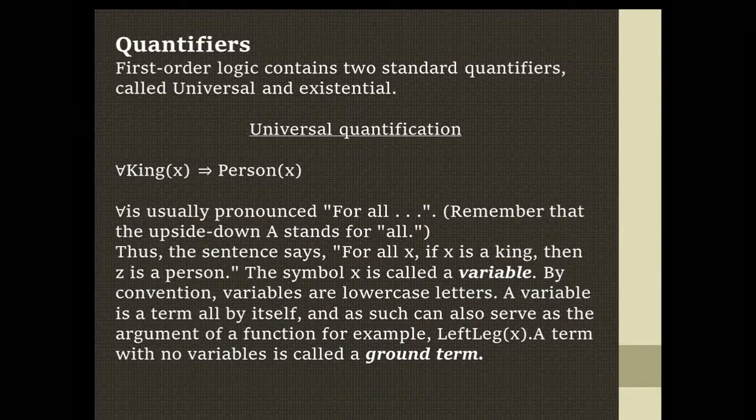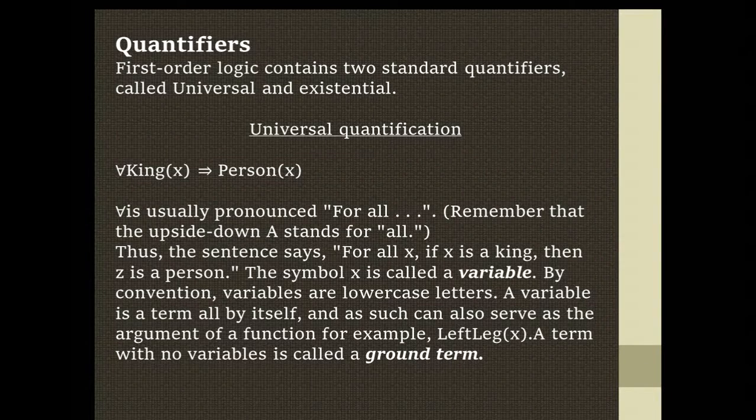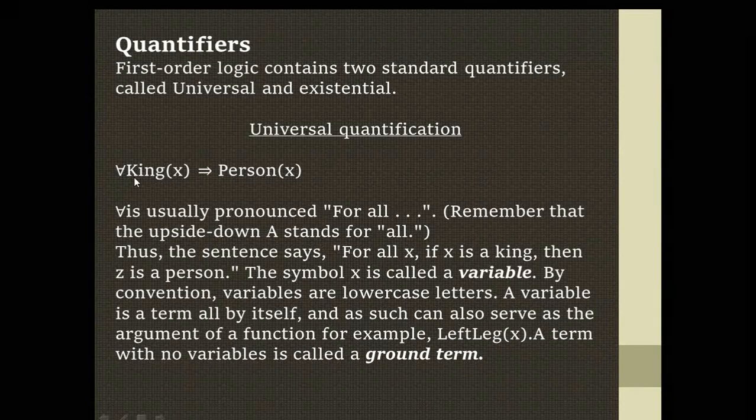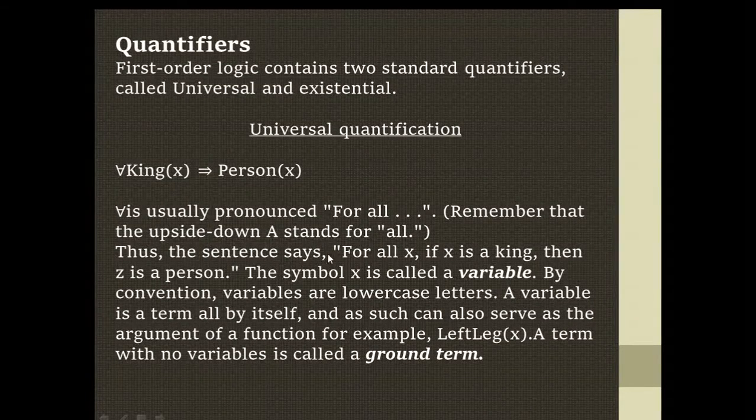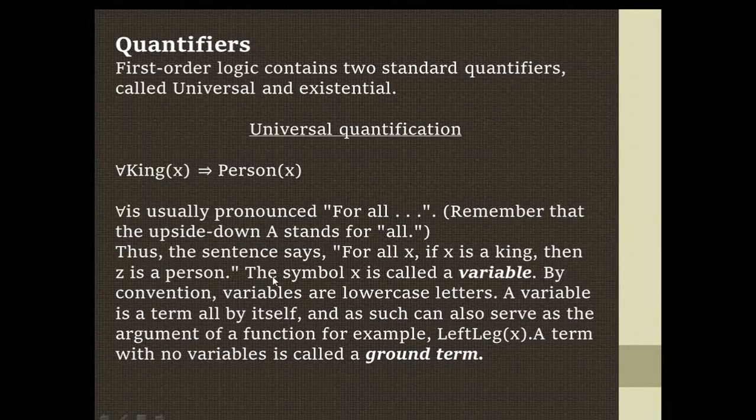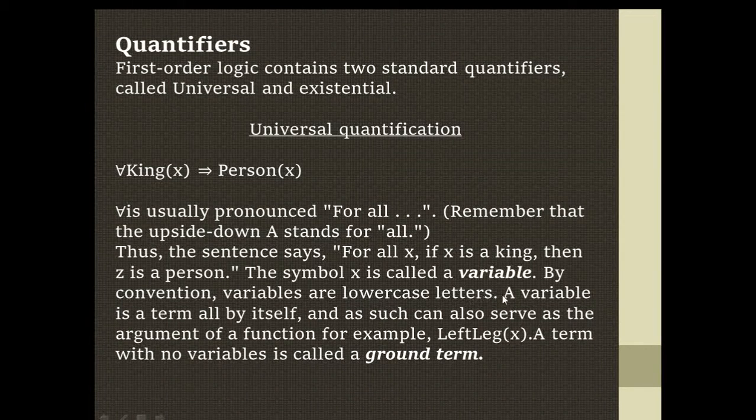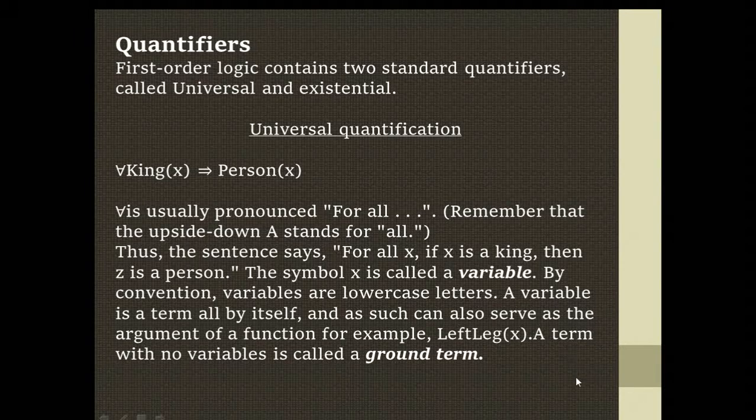Quantifiers. First-order logic contains two standard quantifiers, called universal and existential. Universal quantification. This symbol is usually pronounced "for all." Remember that the upside-down A stands for all. Thus, the sentence says, for all x, if x is a king, then x is a person. The symbol x is called a variable. By convention, variables are lowercase letters. A variable is a term all by itself, and as such can also serve as an argument of a function. For example, LeftLeg(x). A term with no variables is called a ground term.